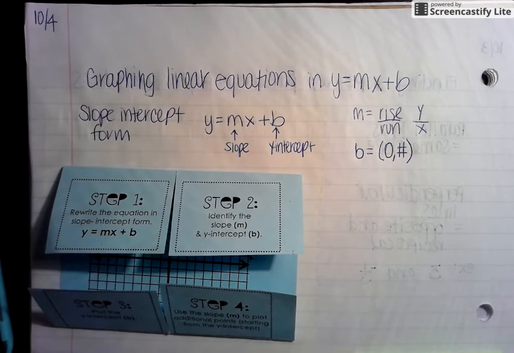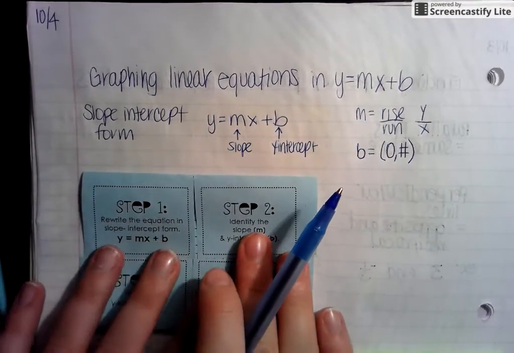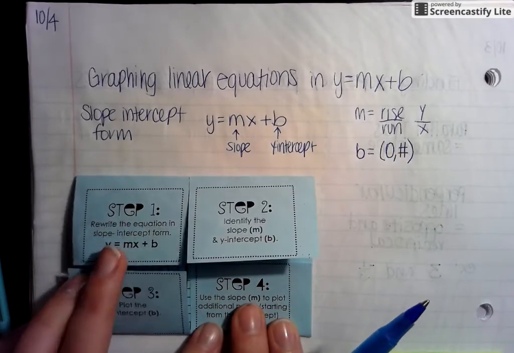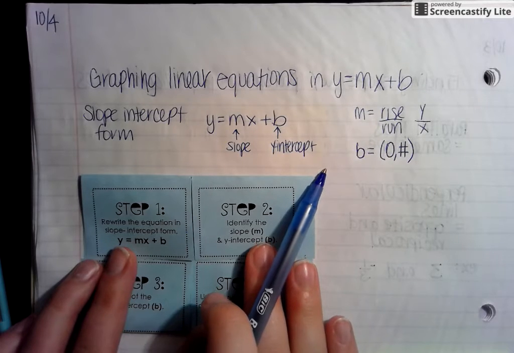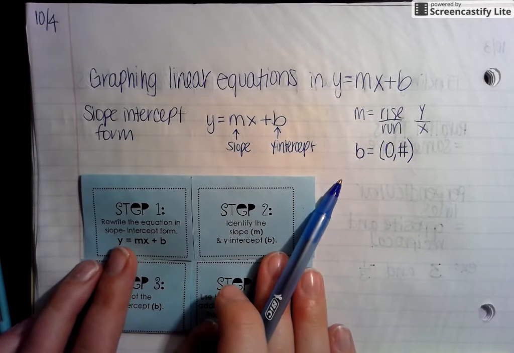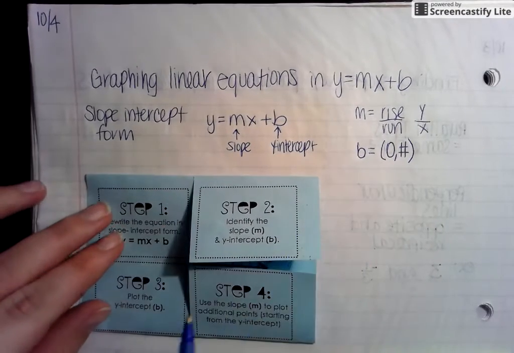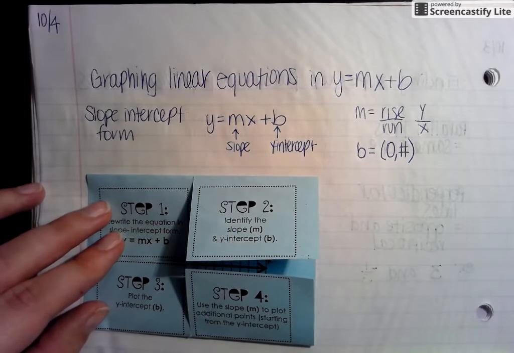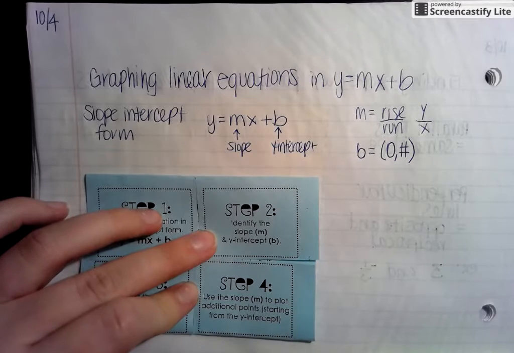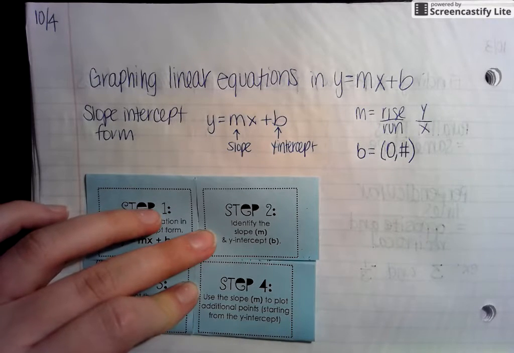So the steps to take when solving or graphing linear equations is you first want to rewrite the equation in slope-intercept form, y equals mx plus b. You then want to identify the slope and the y-intercept. So slope is m, y-intercept is b. The third step is you always want to plot the y-intercept first. And then step 4, you use the slope to plot additional points starting from the y-intercept.